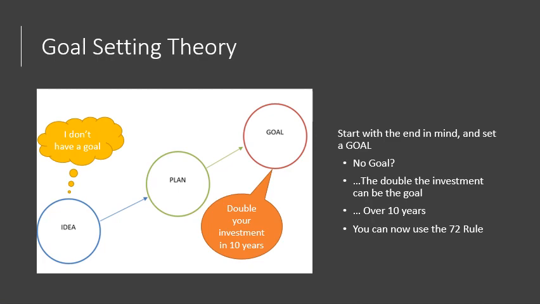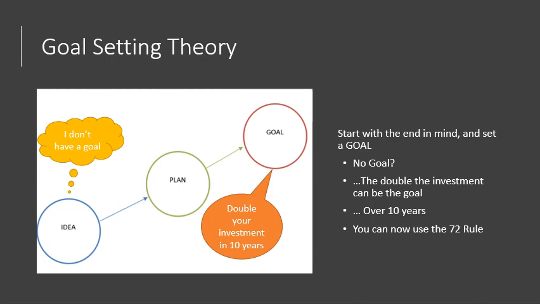If there is no goal, there's nothing that they can come up with that they're going to use this money for in the future, then set them a goal. And you could set them a goal of doubling their money in 10 years. You might decide 12 years. It's up to you. But you set a goal for them.